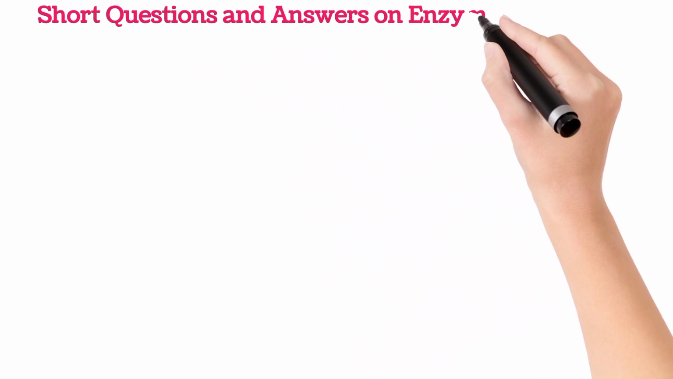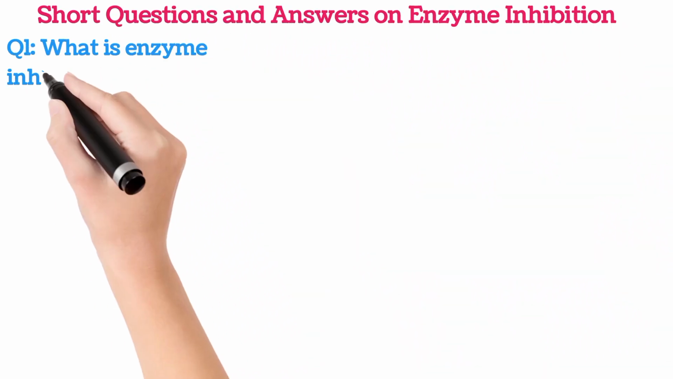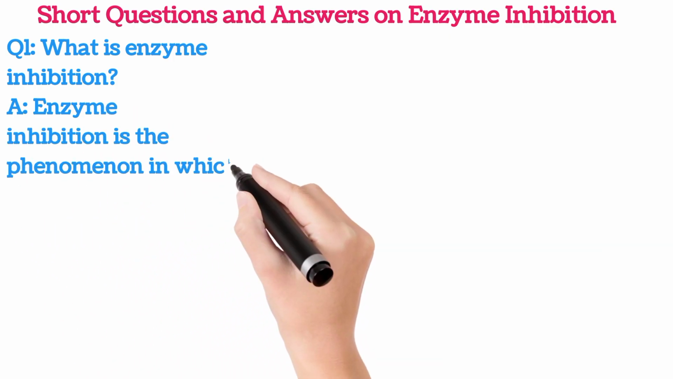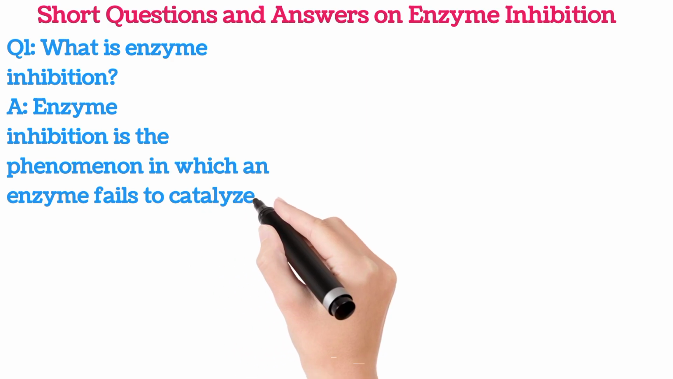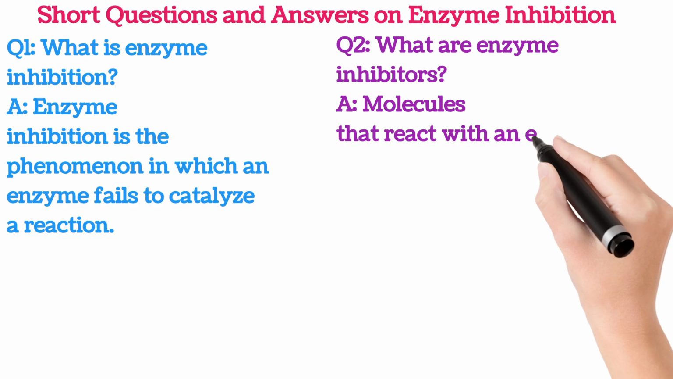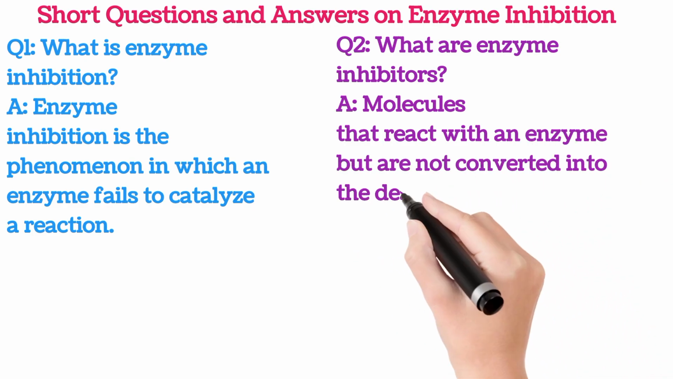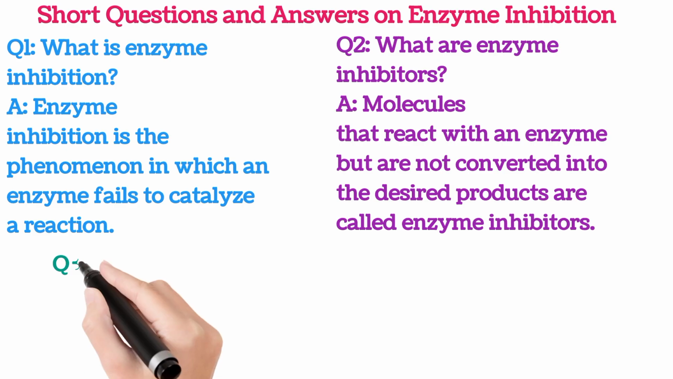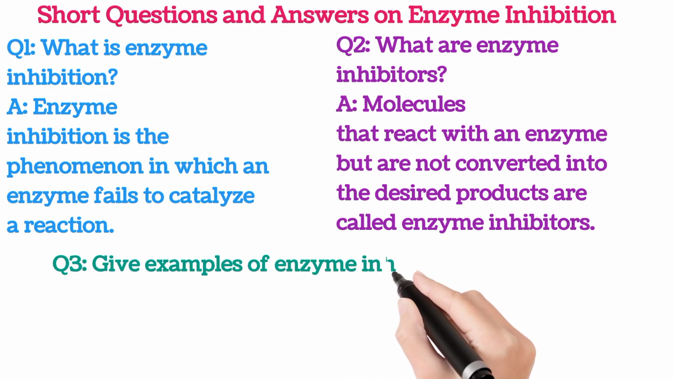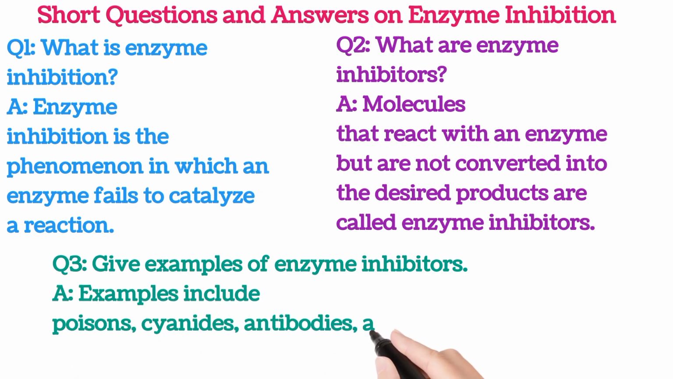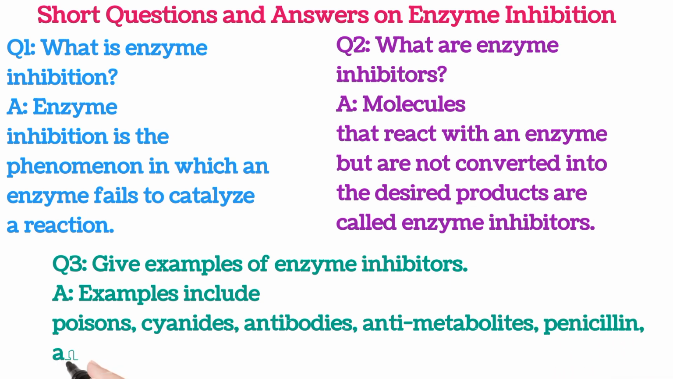Short questions and answers on enzyme inhibition. 1. What is enzyme inhibition? Enzyme inhibition is the phenomenon in which an enzyme fails to catalyze a reaction. 2. What are enzyme inhibitors? Molecules that react with an enzyme but are not converted into the desired products are called enzyme inhibitors. 3. Give examples of enzyme inhibitors. Examples include poisons, cyanides, antibodies, anti-metabolites, penicillin, and sulfur drugs.